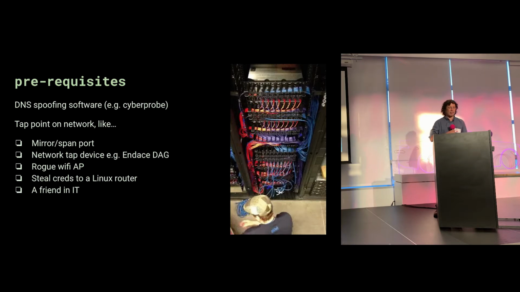If there's a backbone tap, so put a network tap device like the Endace DAG card, I've used that to monitor 1 gig and 10 gig networks. Another technique, if your target enterprise has very low security in Wi-Fi, you could put a rogue Wi-Fi in place. If someone's being clumsy with credentials, you get the credentials. You've got a Linux router perhaps in your organization, good place to put some of this. And generally, I guess the best approach is always a friend in IT.